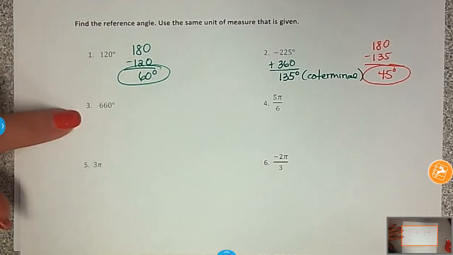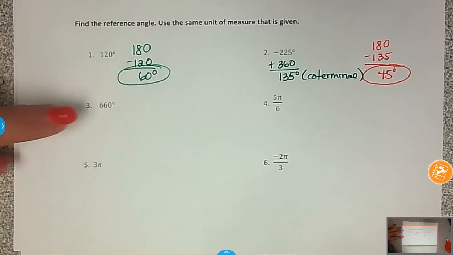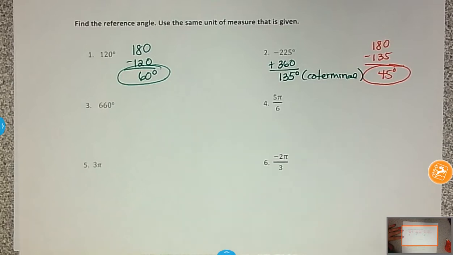All right, so I'm going to give you just a minute, or you may want to pause and do number 3 on your own, and then you can hit play again and come back and check your answer with mine.